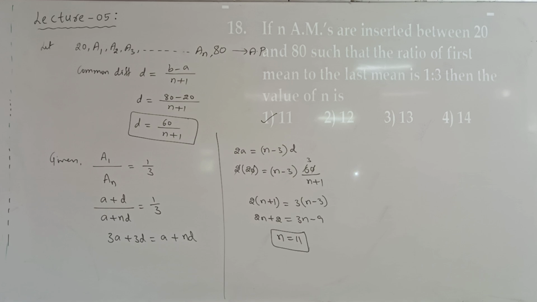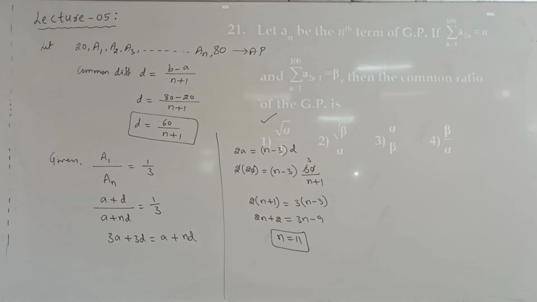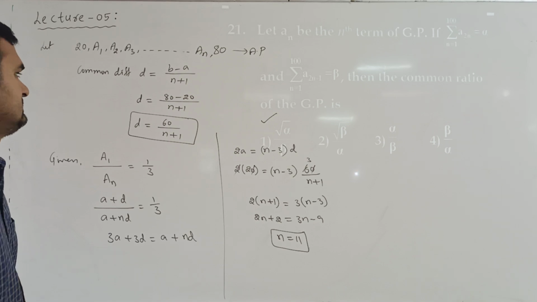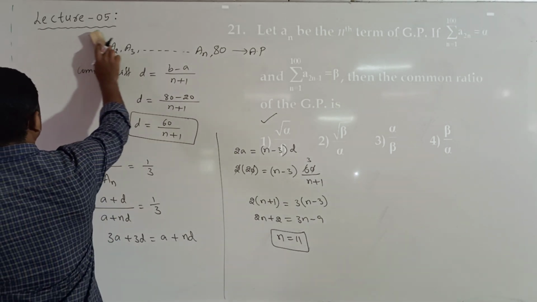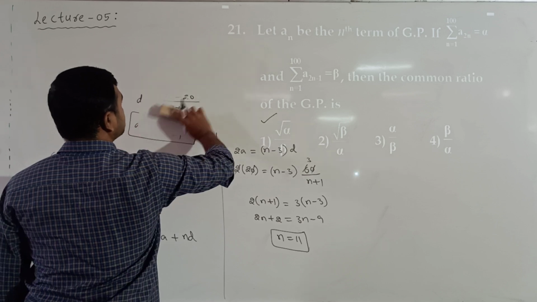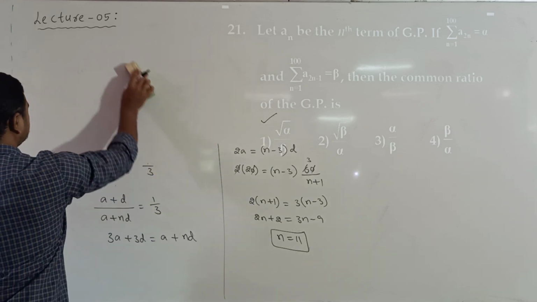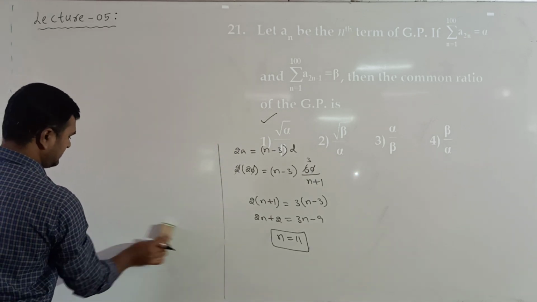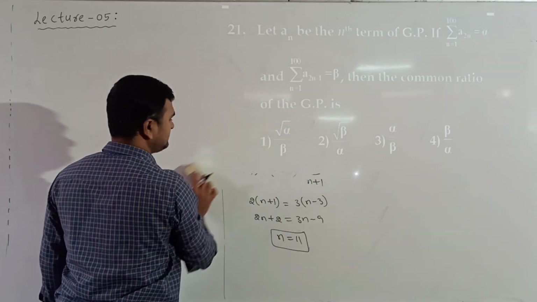Let us see next question. Let a_n be the nth term of a GP. If the sum from n equal to 1 to 100 of a_2n is given as alpha, and the sum from n equal to 1 to 100 of a_(2n-1) is given as beta, then the common ratio of the GP is. So in the geometric progression, a_n indicates the nth term of the GP.